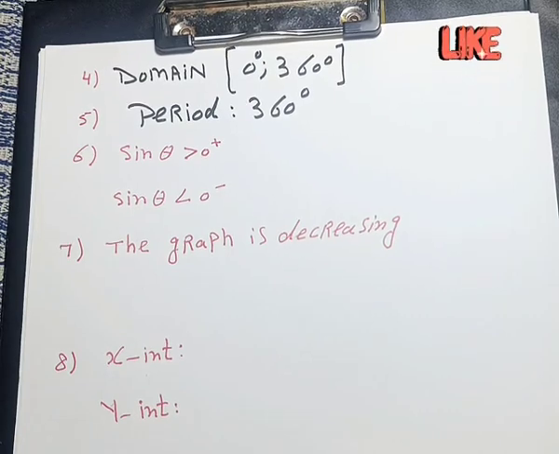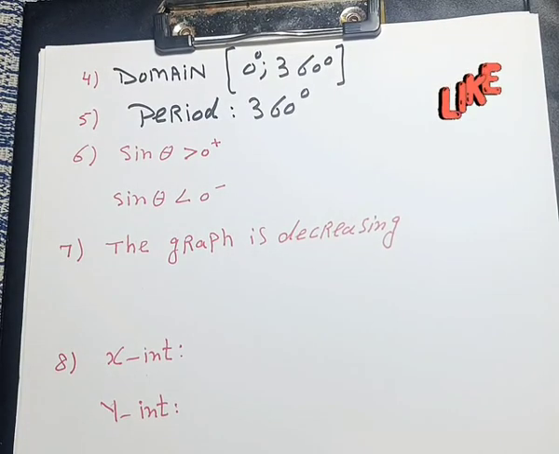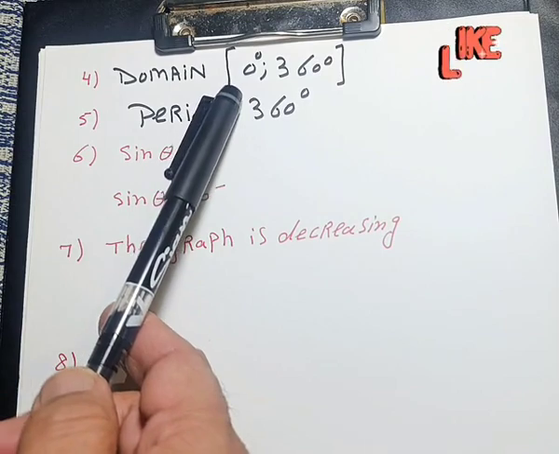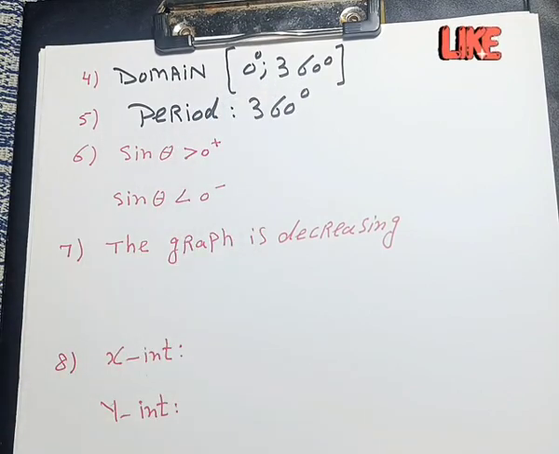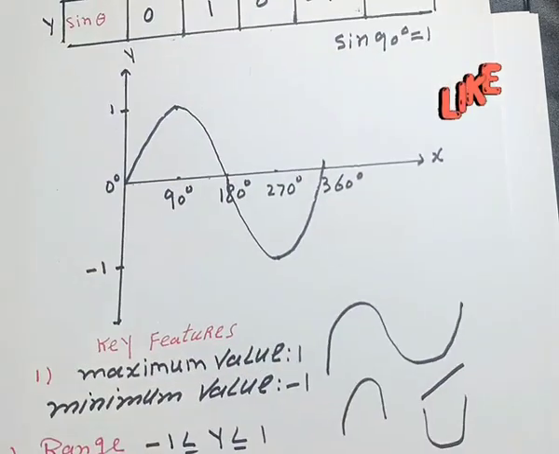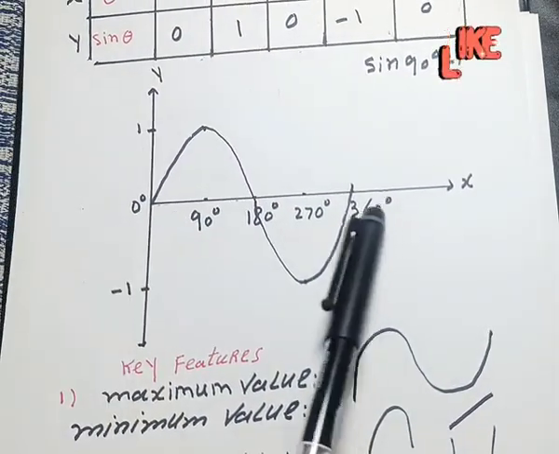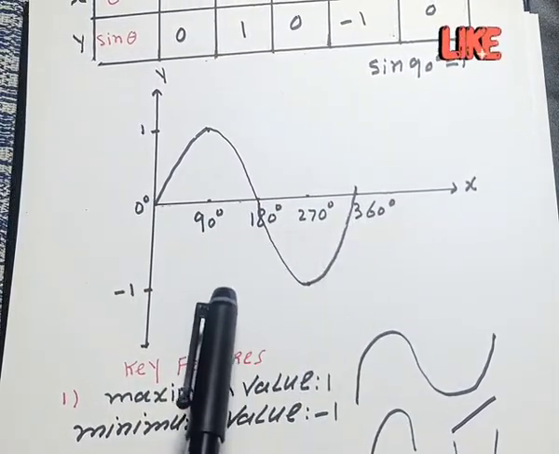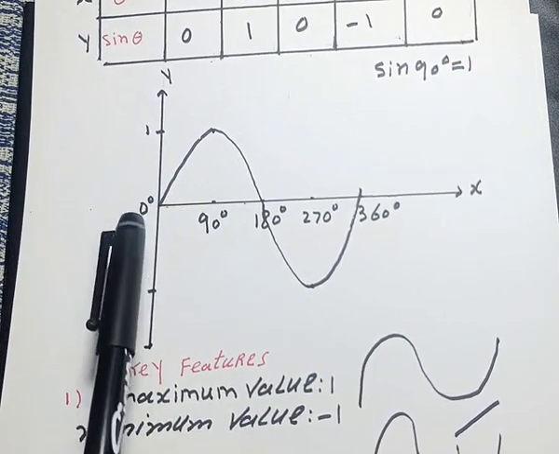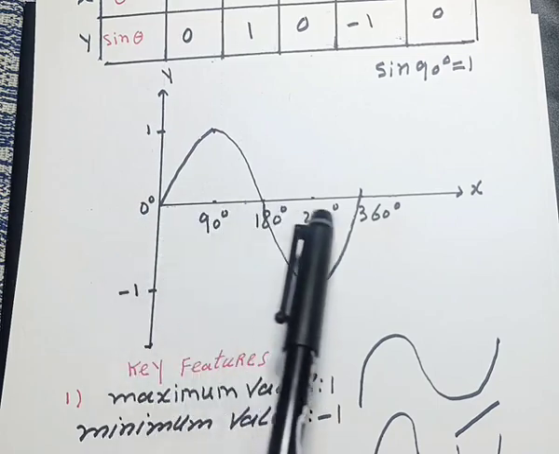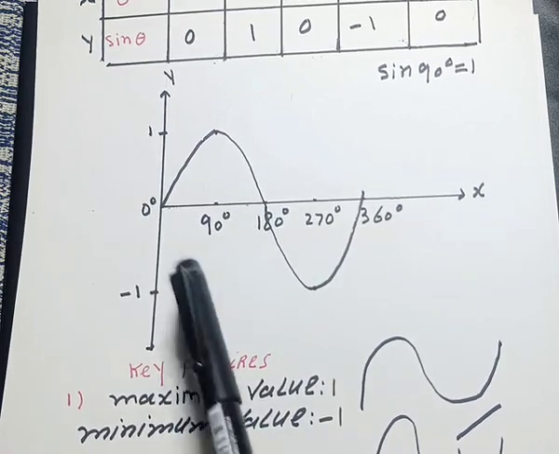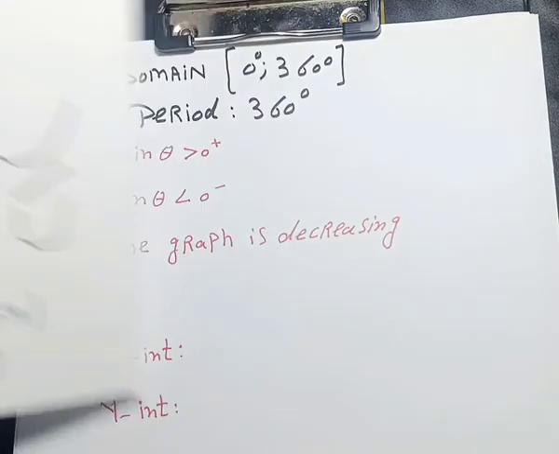Next we're gonna find the domain of the graph. The domain of the graph is between 0 and 360 degree. Have a look here. The domain has to do with the x-axis, the range has to do with y values. So the graph is between 0 and 360 degree. This is the domain of the graph.